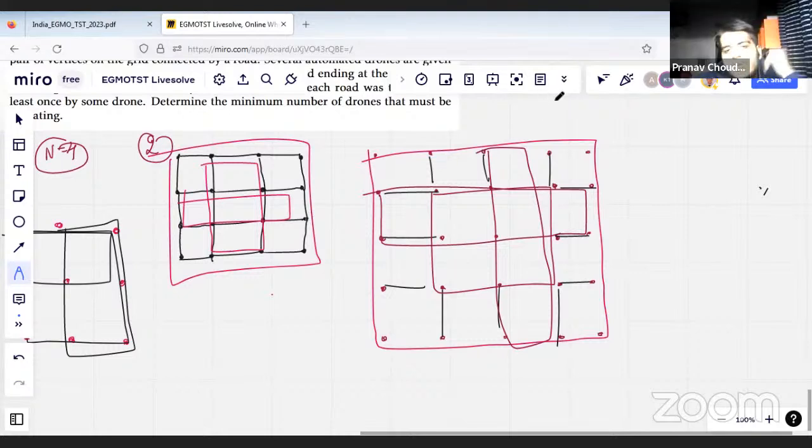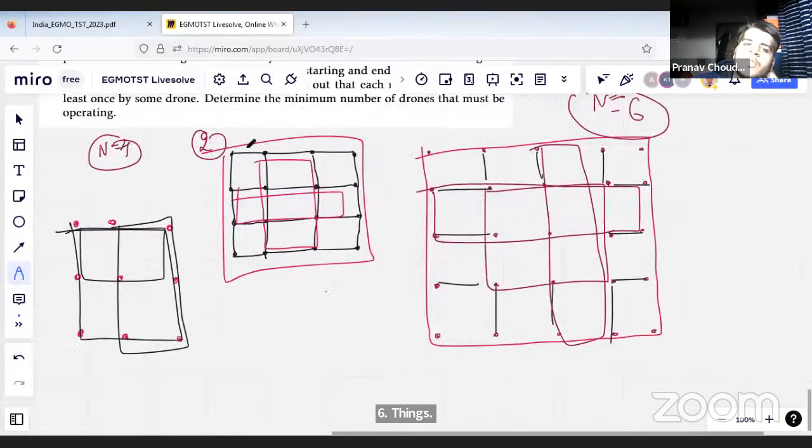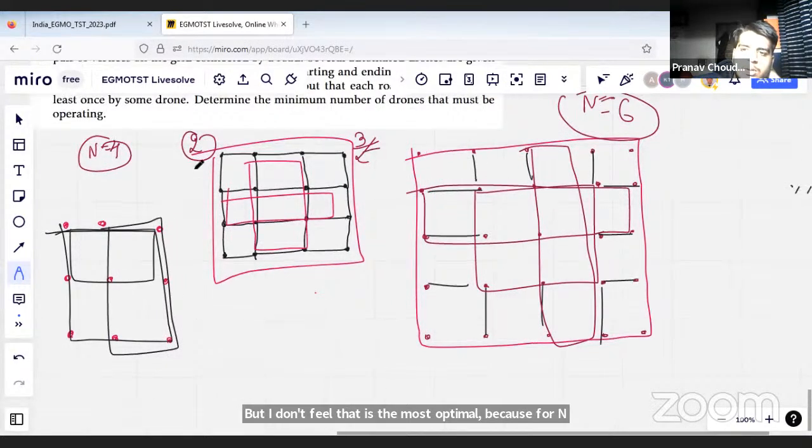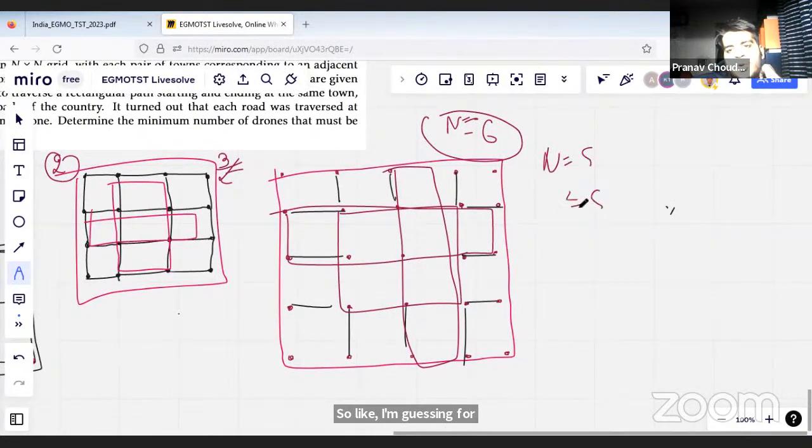This way for n equals 5, I am getting like 1, 2, 3, 4, 6 things. But I don't feel that is the most optimal because for n equals 4, you can just do it in 3. So I'm guessing for n equals 5, you should be able to do it in less than or equal to 5.